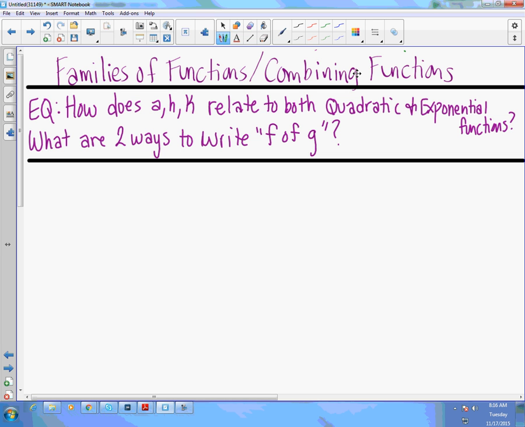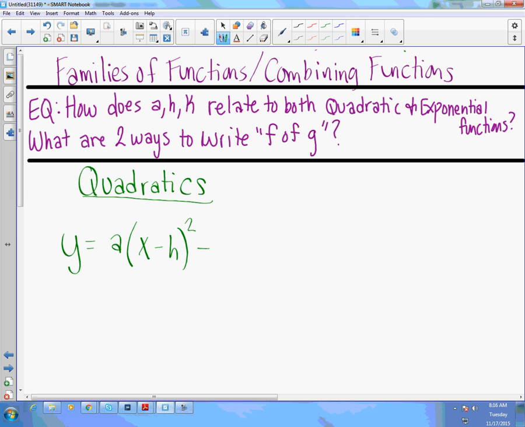So this year we've been spending most of the term on quadratics, right? When we start with quadratics, we learn vertex form. It's really nice because we can see A, H, and K. So vertex form is y equals A times (x minus h) all squared plus k.